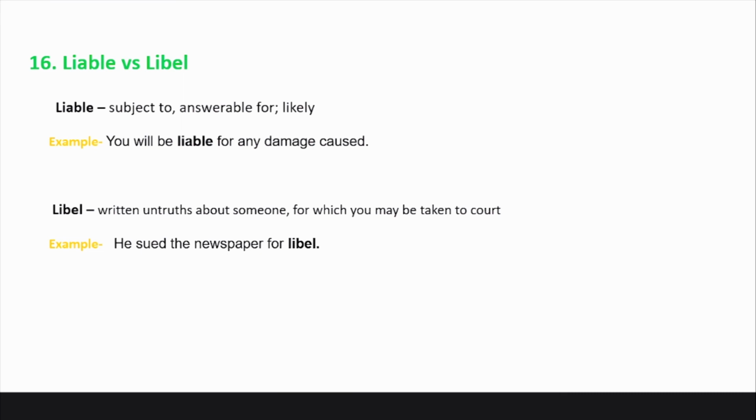Let's look at a 16th pair, liable and libel. Liable, meaning subject to or answerable for or likely. Let's look at the example. You will be liable for any damage caused. Libel, meaning written untruths about someone for which you may be taken to court. Let's look at the example. He sued the newspaper for libel.